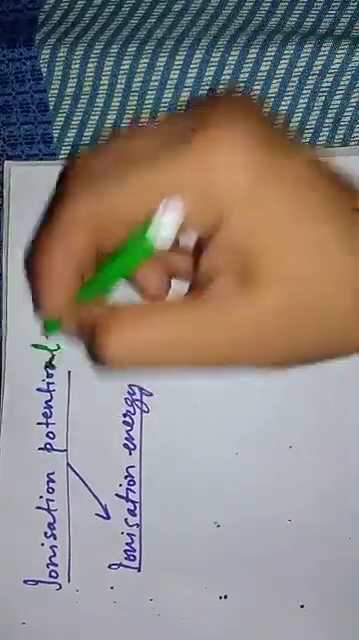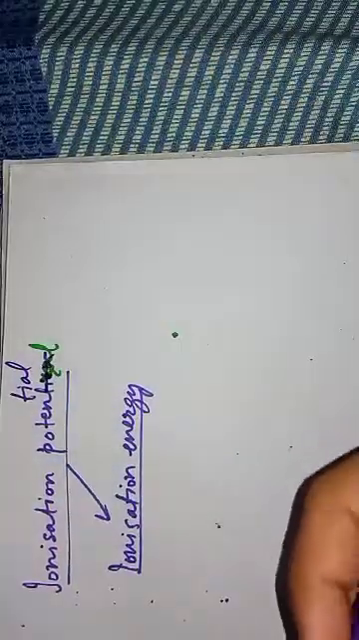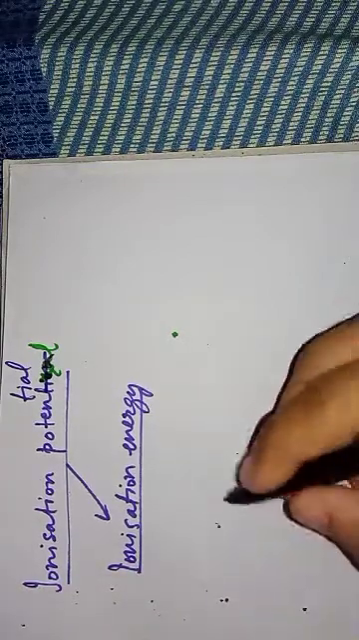Okay, now let us talk about the next periodic property in the list, that is ionization potential. Ionization potential, also known as ionization energy. To understand this, let us have an example. Let us take the lithium atom.